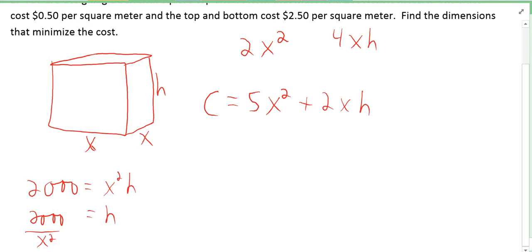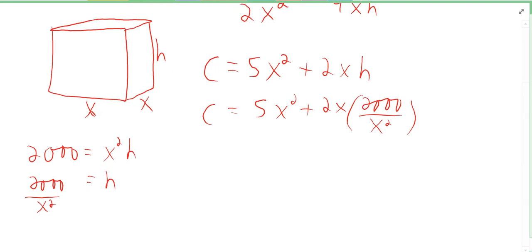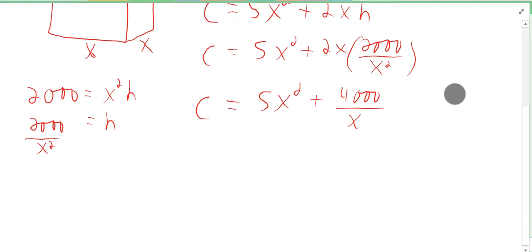Okay? So this is going to become, when we simplify this down here, 5x squared plus 2x times 2,000 over x squared. And to simplify that all the way, you get C is 5x squared plus the x is going to cancel there, and you're going to get 4,000 over x. And then we derive that.